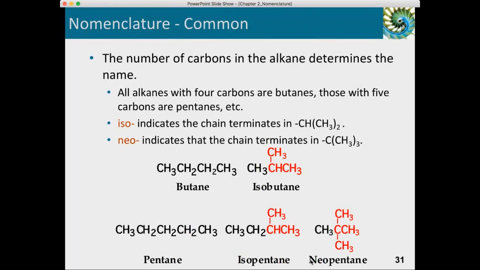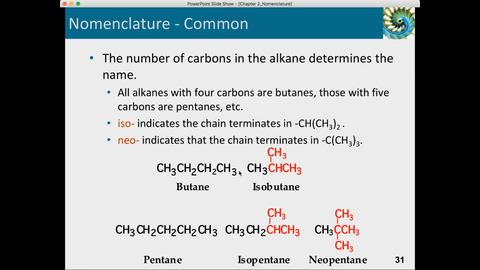So you can also have common names for alkanes. Okay. So as I said, the linear 4-carbon chain is named butane. Iso indicates a chain that terminates in this group, CH-CH3-2, like this one over here. Neo indicates a chain that terminates in a tertiary carbon with 3 methyl groups.